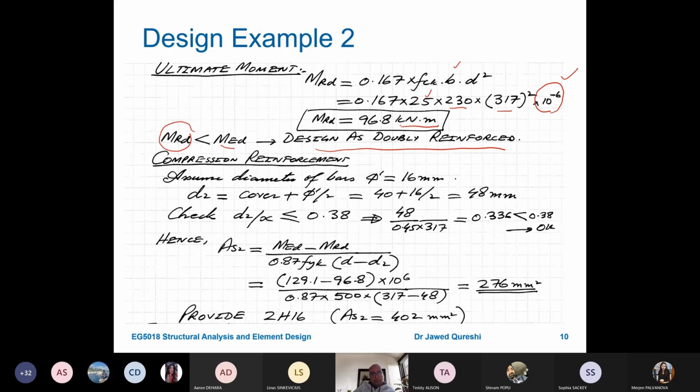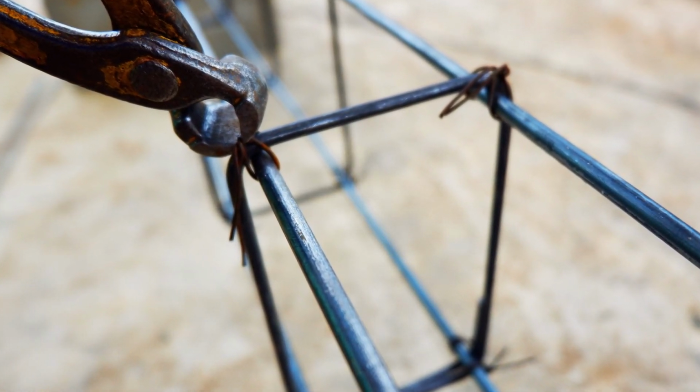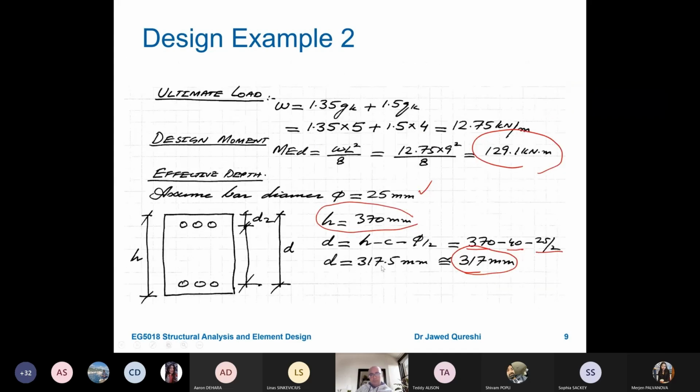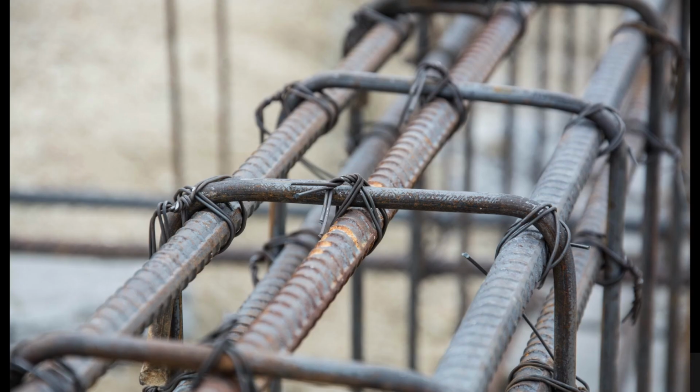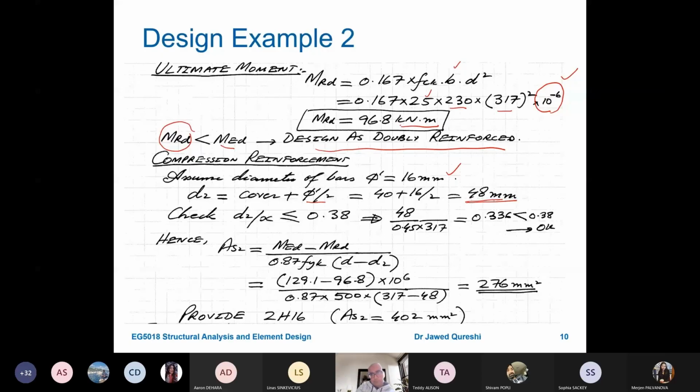Now assume diameter of compression bars as 16 millimeter. d2 will be equal to cover plus phi dash over 2. Phi dash is diameter of compression bar. So this is giving me 48. Now what is missing over here is that because we are not designing for shear, we have not used the diameter of shear link. But if you like, you can add the diameter of shear link as well. So here you can see that in this formula for d2 and here for d, we have not used the diameter of shear link because the assumption is that we are designing it for bending. Now this will give me d2 as 48 and I have to check d2 over x.